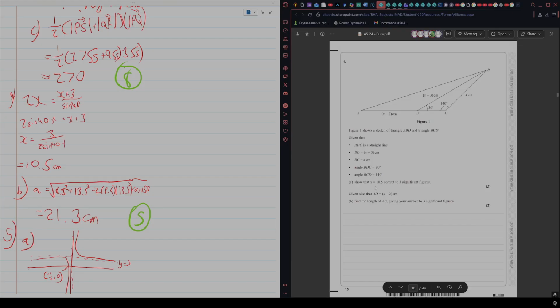Next question. Given that AD is this, it tells you this stuff. Find the length of AB. It's cosine, I don't even know what to say, it's just cosine rule. Yeah, my voice is not having fun. We need to get some water soon. It's just cosine rule.